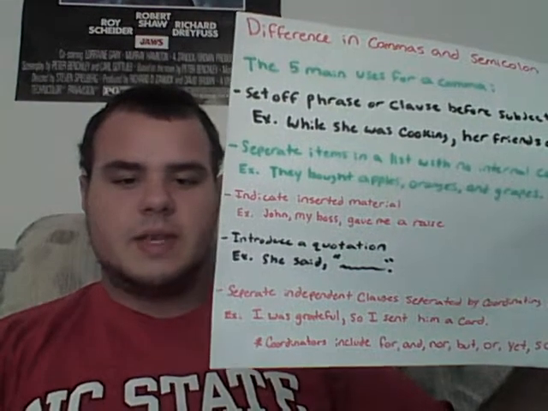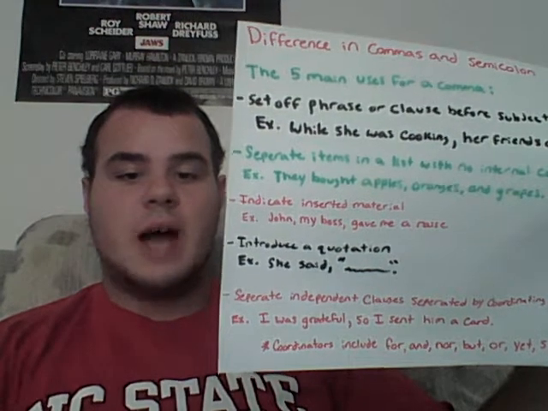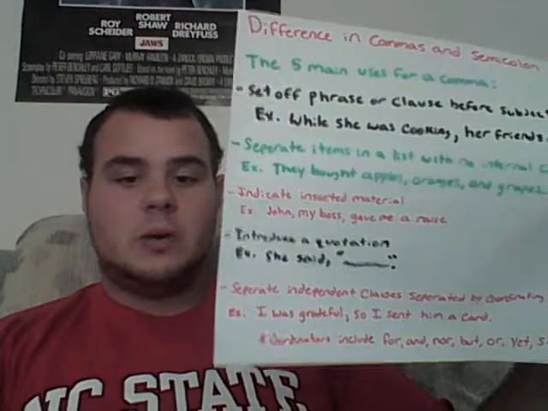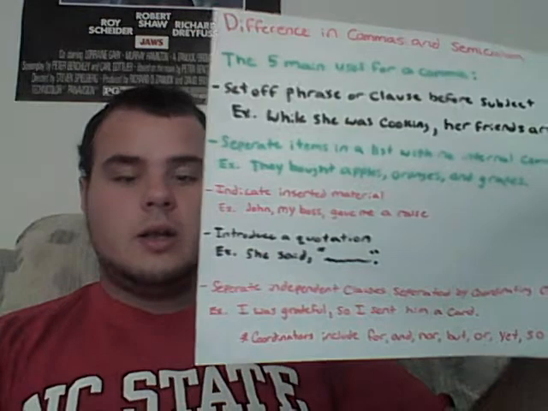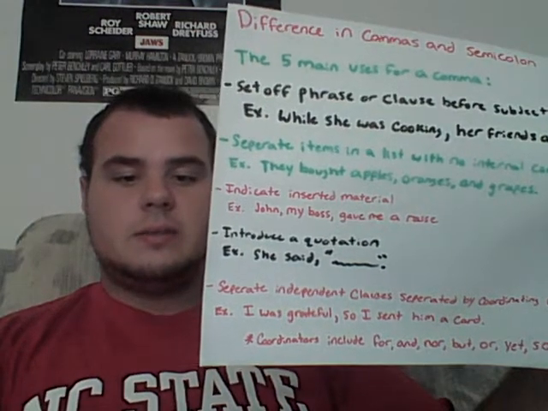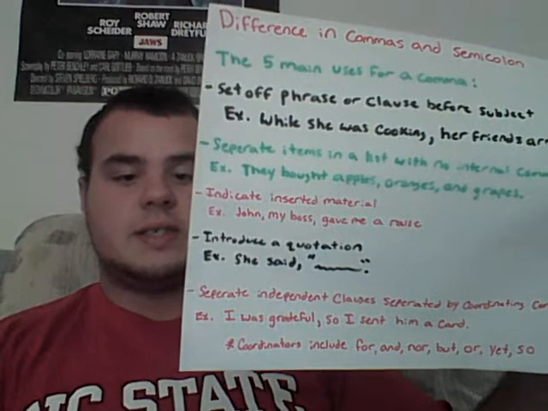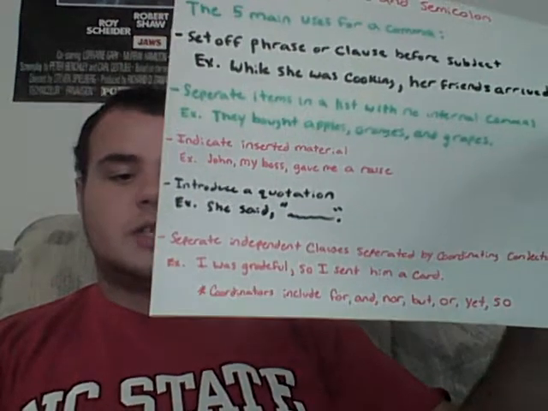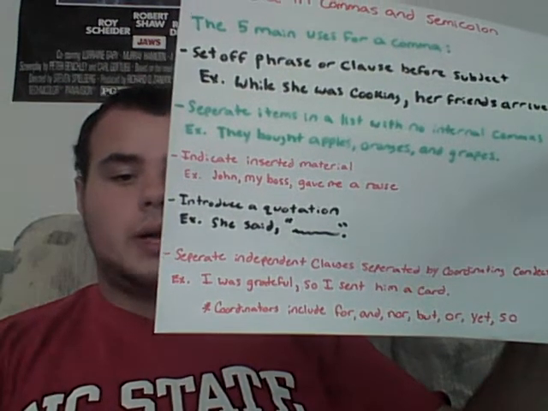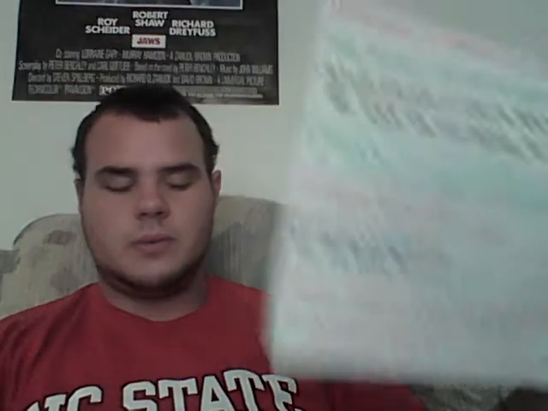The difference between this and the semicolon is that you could say I was grateful; I sent him a card. But the difference is that you've added a coordinating conjunction in there, in this case so, but there are others such as for, and, nor, but, or, and yet. So anytime you see those in a sentence with independent clauses, you're going to use a comma. If you're not going to use those coordinating conjunctions, that's when you're going to need to use the semicolon.